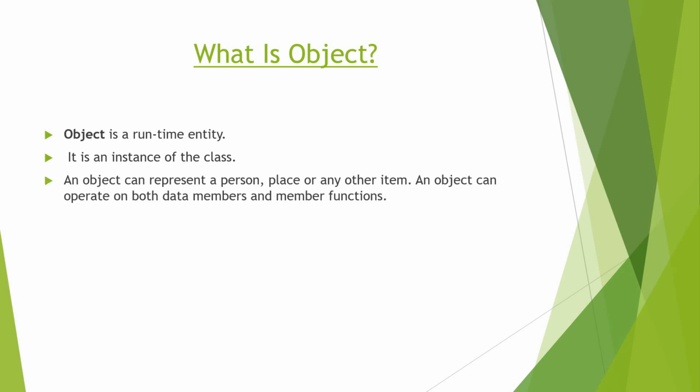So an object can represent a person, place, or any other item. In the previous example, I showed you the example of a human. In our surrounding area, everything is an object: chair, table, AC, remote, everything, clothes also. An object can operate on both data members and member functions.